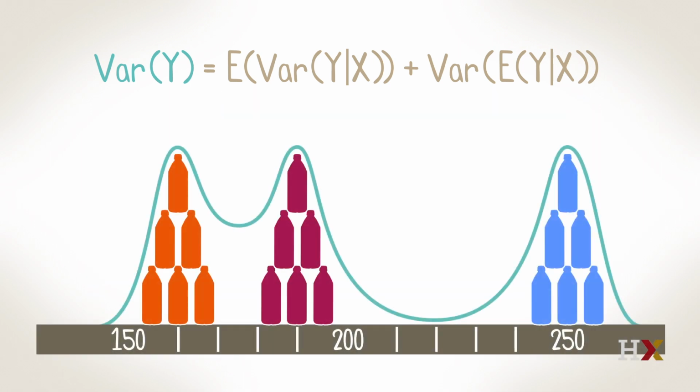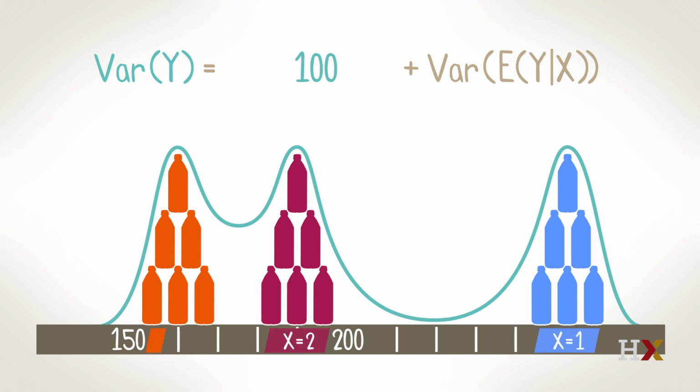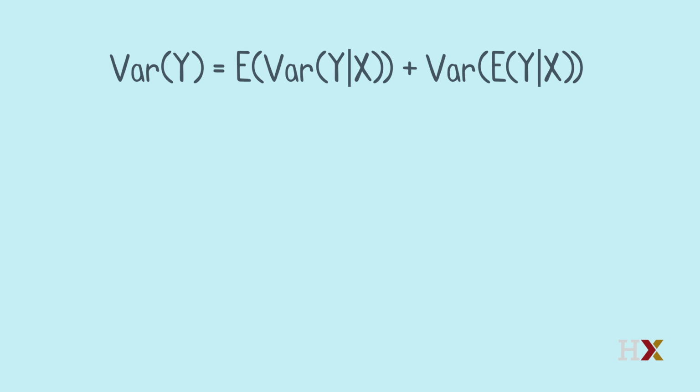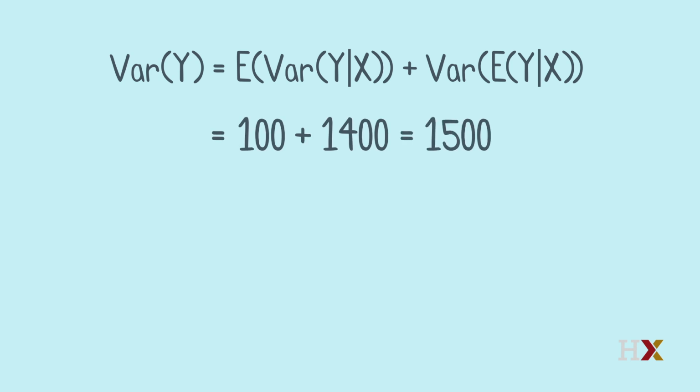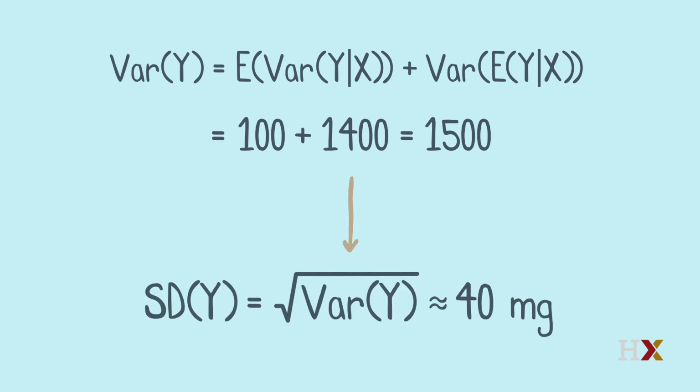In this example, the variance of Y given X is 100, since within each city the variance is 100. And E(Y|X) is 250 if X = 1, 190 if X = 2, and 160 if X = 3, which gives that the variance of E(Y|X) is 1400. By Eve's law, the variance of Y is 100 plus 1400, which is 1500. The standard deviation is the square root of this variance, which is about 40 milligrams.